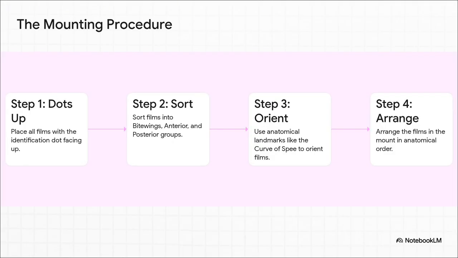The way they do it is actually a really cool mix of simple clues and some serious anatomy knowledge. It starts with this little raised dot on every film, just to get the basic up and down orientation. But then the real skill comes in. The technician uses their knowledge of anatomical landmarks, like the upward curve of your lower jaw, which has a name, the curve of Spee, to place every single one of those puzzle pieces exactly where it's supposed to go.